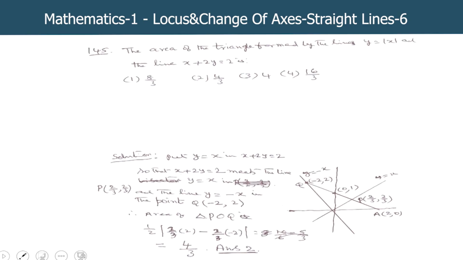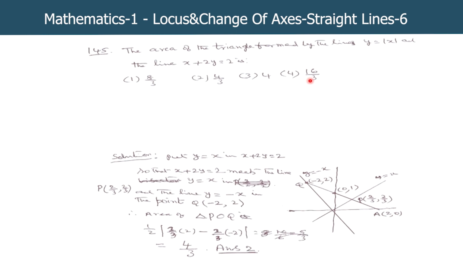The area of the triangle formed by the lines y is equal to mod x and the line x plus 2y plus 2 equal to 0 is: 1) 8 by 3, 2) 4 by 3, 3) 4, and 4) 16 by 3. Of course, the units are square units, even though I didn't write it, but area means square units. And y is equal to mod x means y is equal to plus or minus x. That means the lines are y is equal to x and y is equal to minus x.